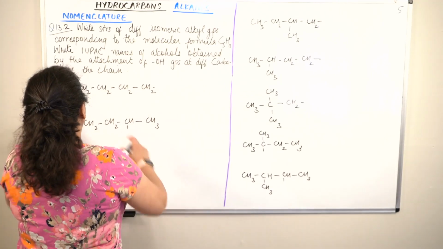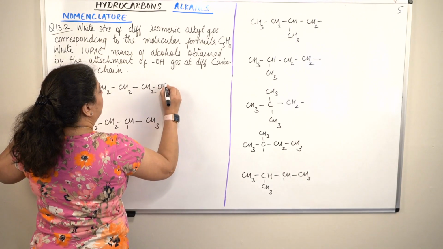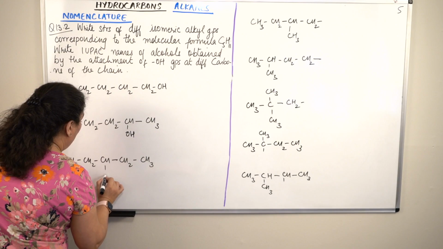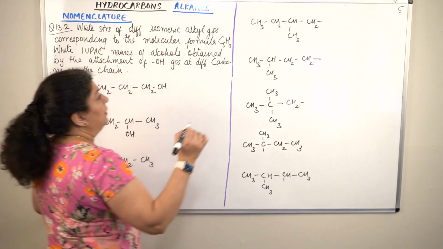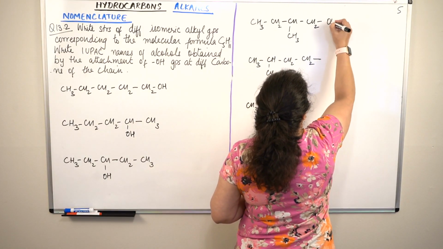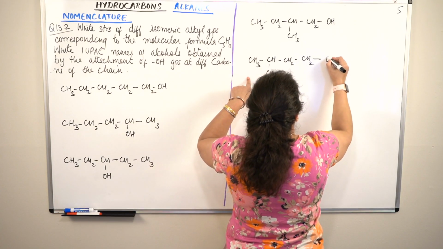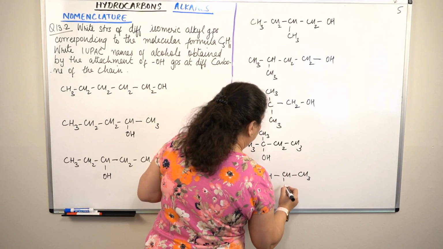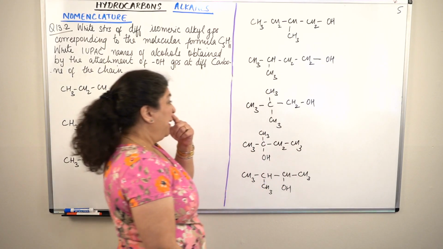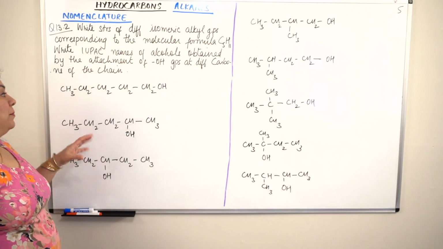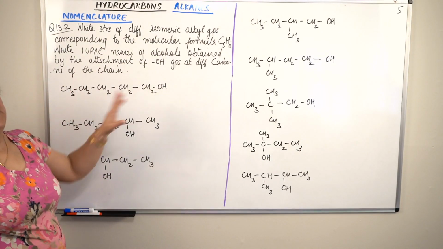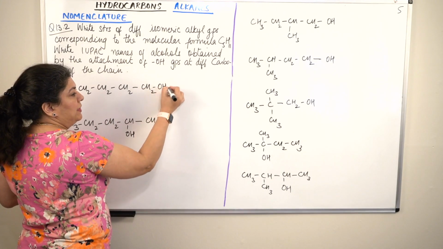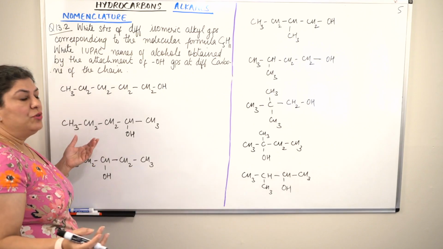Now, let us put the alcoholic group at all the dangling ends and then we'll name the compounds. Here you have OH here, okay? Here you have OH here. Here we have OH here. Here we have OH here. And here we have OH here. All dangling ends, I'm putting the OH there. Right? Now let us name the compounds. This is pentanol. When the substituent is at the first carbon, there is no need of writing a locant.